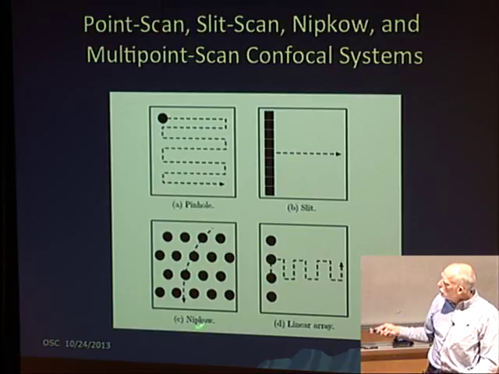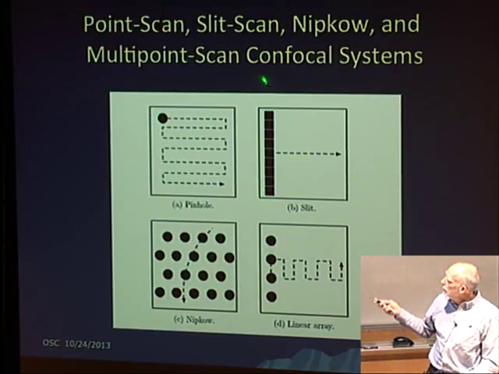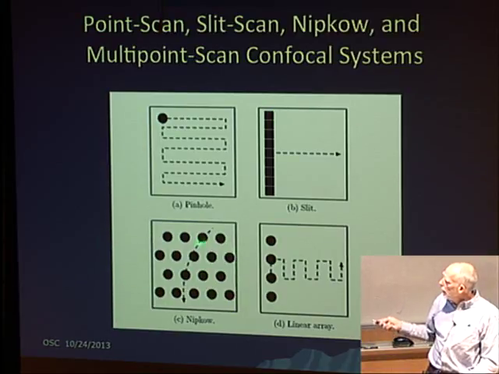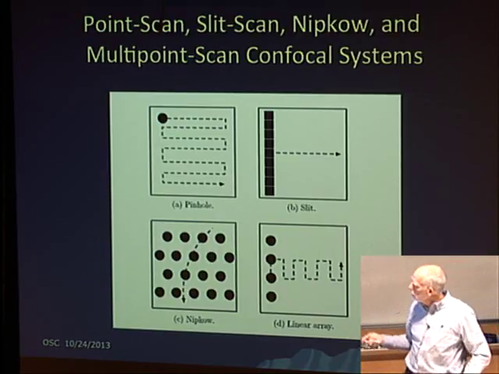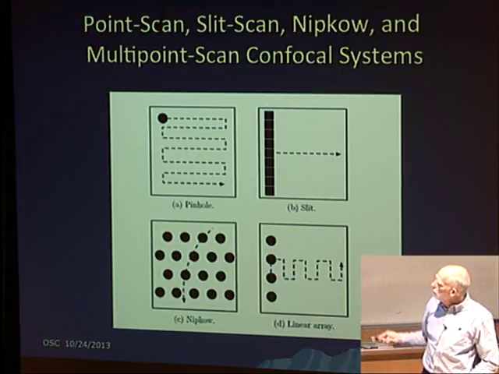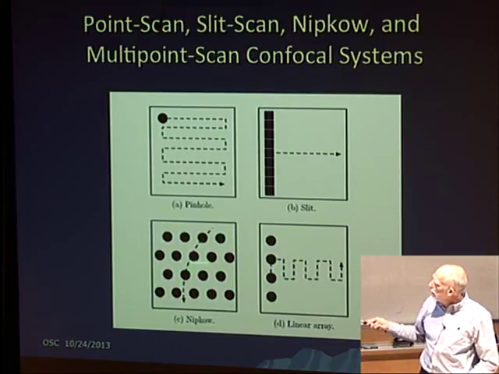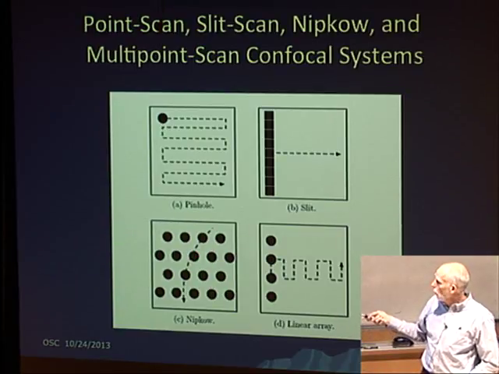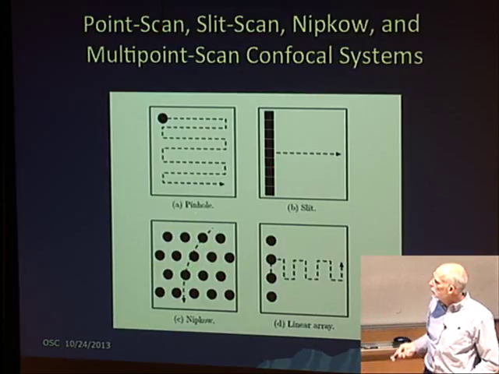So there are some approaches to parallelizing this from a point, to not just parallelizing along a line, but parallelizing in an idea called the Nipkow disk. I won't explain this, but systems have been developed. There's a spinning disk that has holes in it, and you have to have matching sources and detectors, and it's pretty inefficient, but it does work, and it allows real-time imaging, and it improves upon performance of a slit scan.